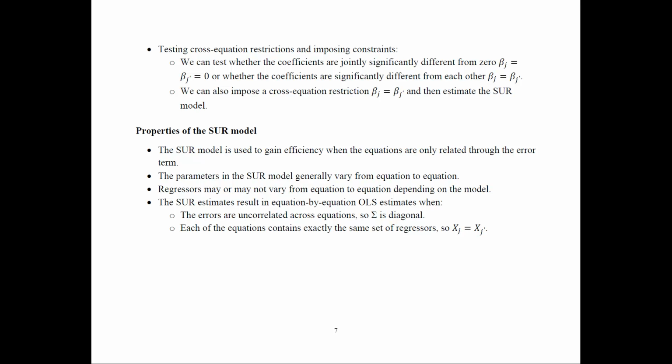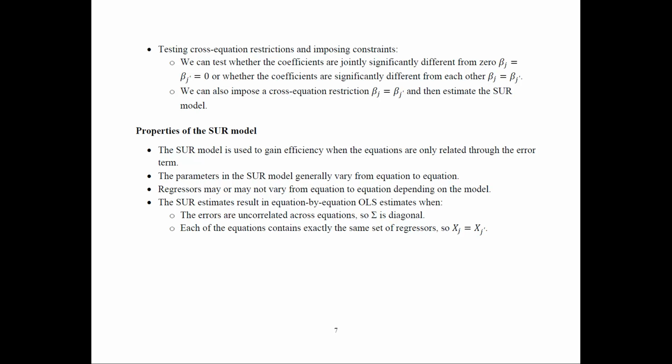The final thing that I have here is to talk about the properties of the SUR model. This model is used to gain efficiency when the equations are only related through the error term. The parameters in the SUR model would generally vary from equation to equation. And then the regressors may or may not vary from equation to equation depending on the model. Sometimes some variables make sense to be in certain equations but not others.